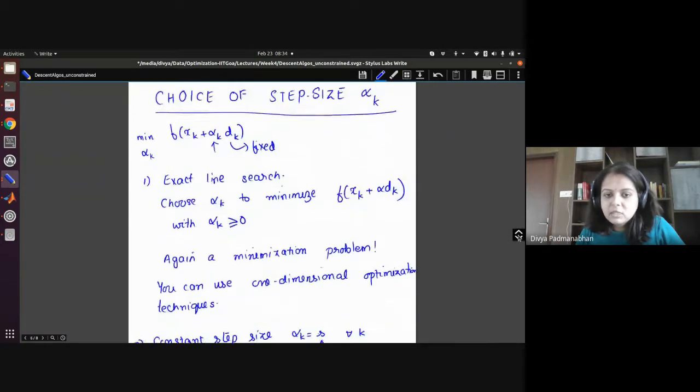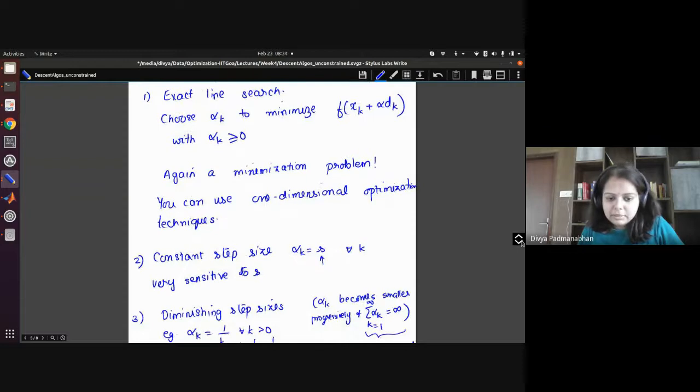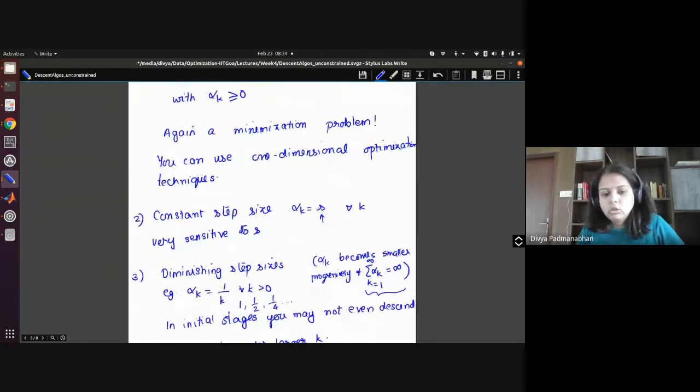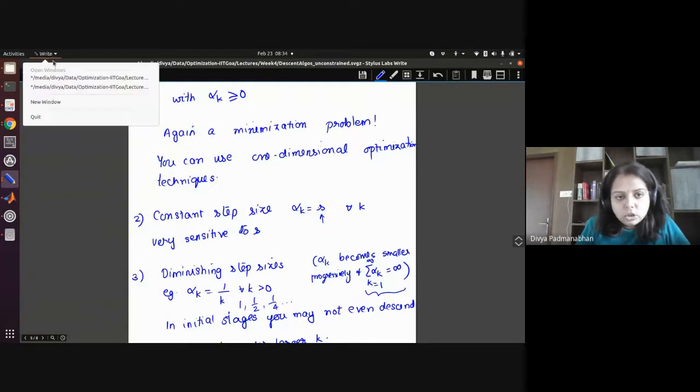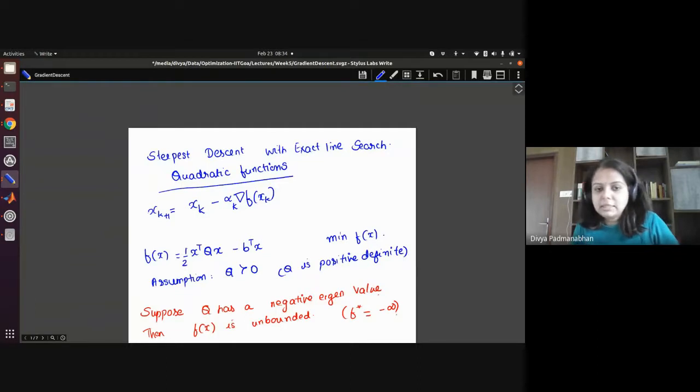And for the step size, we saw something called an exact line search, where you choose alpha, the amount by which you move, to minimize the function value at the next step. And there were some other options you could use, like a constant step size, or choosing alpha_k as 1 by k, and so on. So today I'll just show you an application of whatever we saw last time.